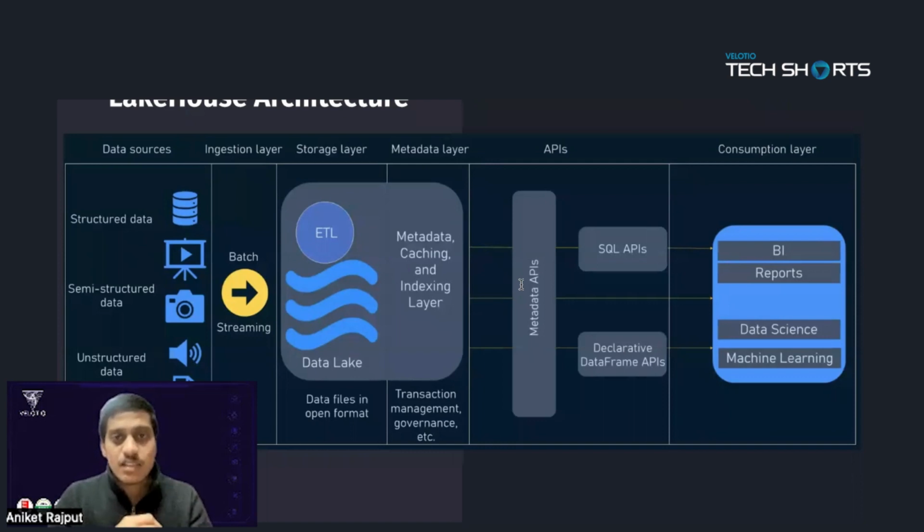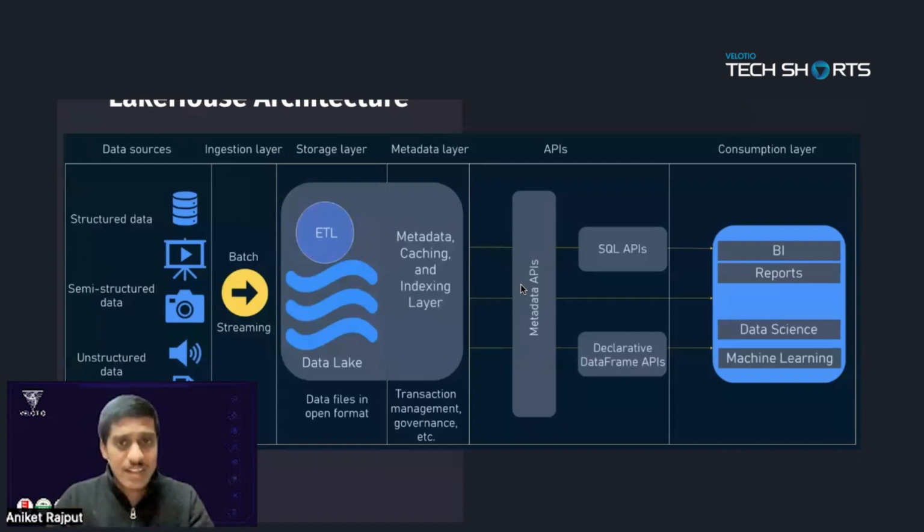The second layer is the storage layer. The data storage layer of a data lakehouse architecture is responsible for providing durable, scalable, and cost-effective components to store and manage vast quantities of data. The lakehouse design is supposed to allow keeping all kinds of data in low-cost object stores, such as AWS S3, right?